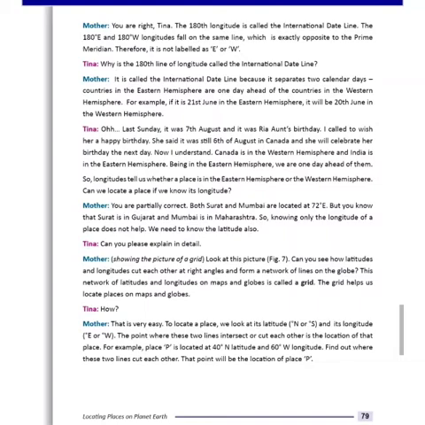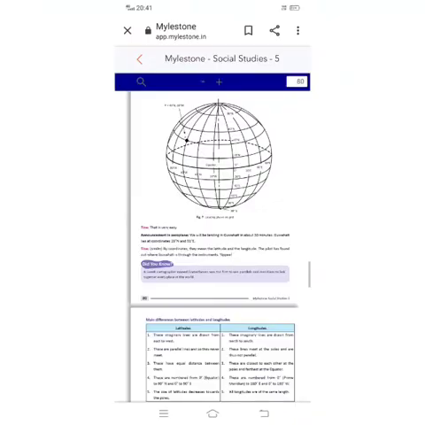Okay. So the network of latitudes and longitudes on maps and globes is called a grid. The grid helps us locate places on maps and globes. It is very easy to locate a place. We look at its latitude and its longitude. The point where these two lines intersect or cut each other is the location of that place. For example, place P is located at 40-degree north latitude and 60-degree west longitude. Find out where these two lines cut each other. That point will be the location of place P.